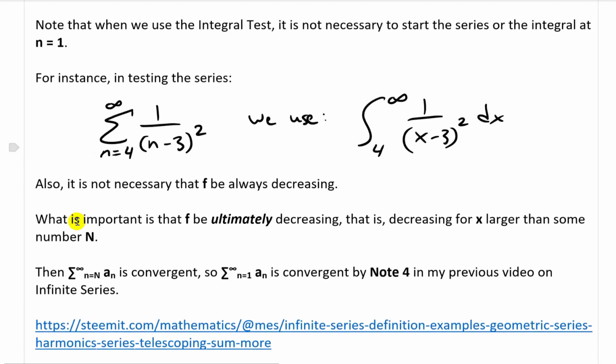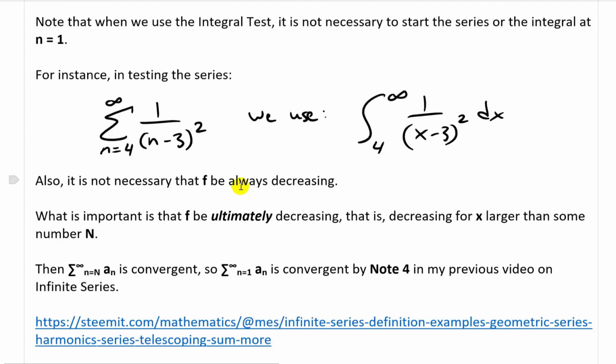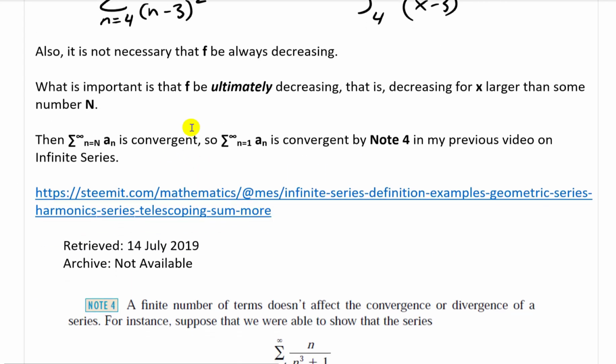Also, it is not necessary that the function f be always decreasing. What is important is that f is ultimately decreasing, that is, decreasing for x larger than some number N. So as it goes to infinity, as long as there's some number beyond which it is always decreasing, then the series, the summation from n equals capital N up to infinity of a_n, is convergent.